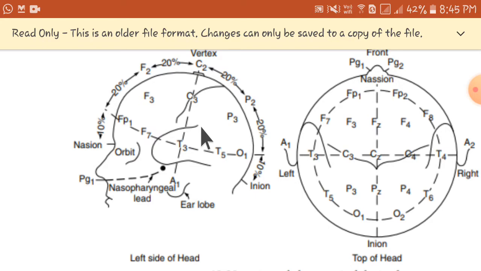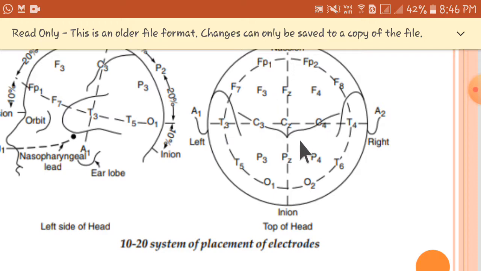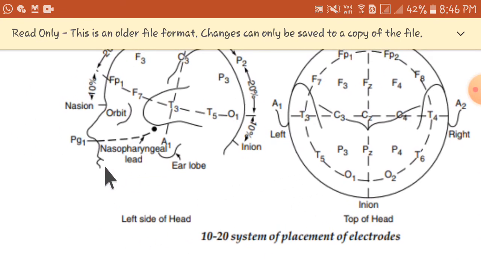Okay, this is the method of naming of the electrodes. Here is the left side of the head, and this is the representation for the top view. Now this is the 10-20 system of electrodes. In this there is an electrode marked as isoground, placed at a relatively neutral area on the head, usually the midline of the forehead. So this was the 10-20 system of placement of electrodes.